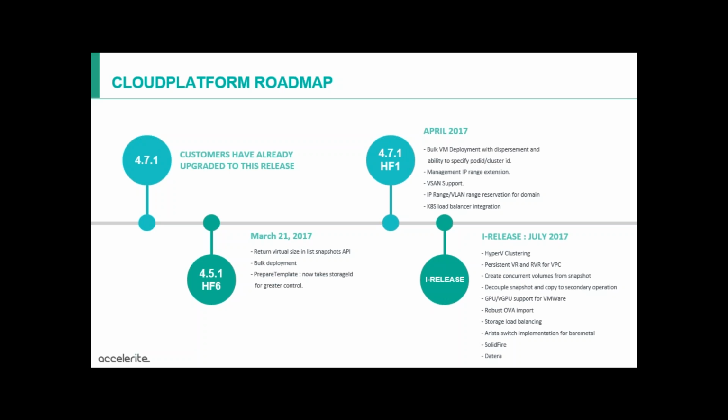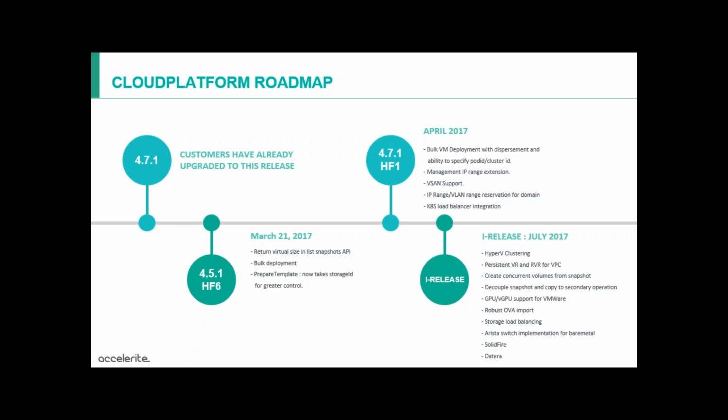And the July release is again going to have a bunch of very interesting features. We've got Hyper-V clustering coming. We've got persistent VR and RVR for VPC. Some snapshot improvements that Raj talked about. GPU support for VMware and OVA import. There are some issues around that that we had. We'll be adding multiple disk OVA import as well.